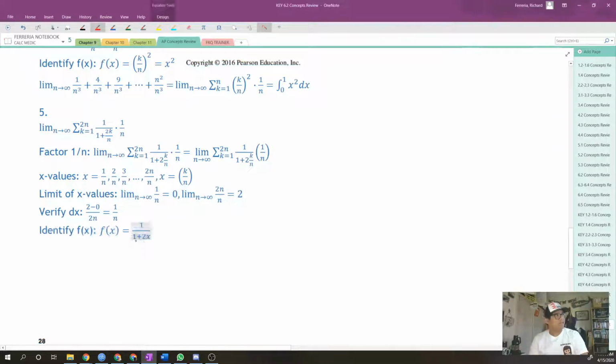So our function is 1 over 1 plus 2x. Remember, x over here was k over n, and that's this right here, 2k over n. And now that you have your x, you have your limits, and you have your dx, you can write your integral. This is just the integral from 0 to 2 of 1 over 1 plus 2x dx.